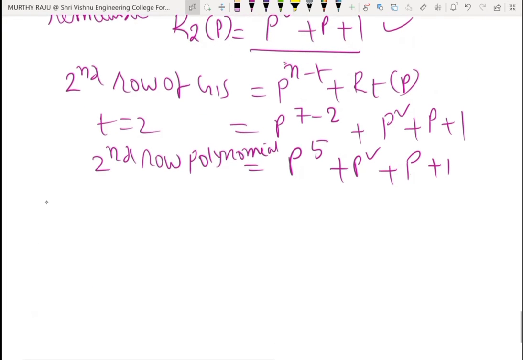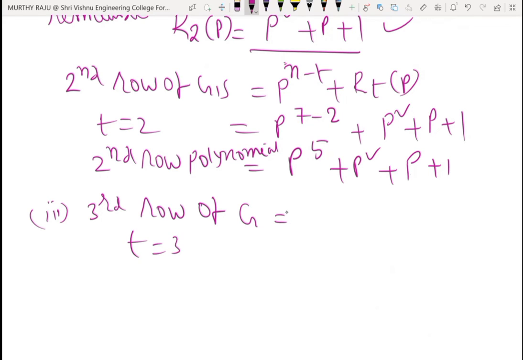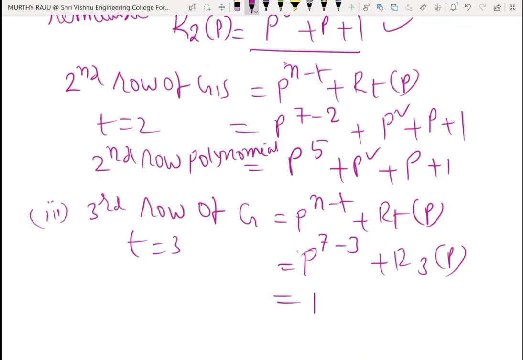Next, third row. Third row of G is equal to third row of G. The formula here is, t is equal to 3, p power n minus t plus RT of p. Here n is equal to 7, for the 7,4 cyclic code, so it is p power 7 minus 3, which is p power 4, plus R3 of p.